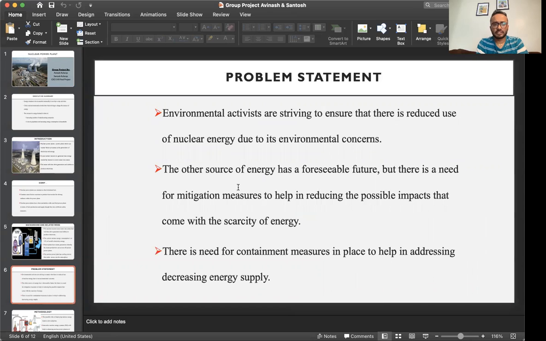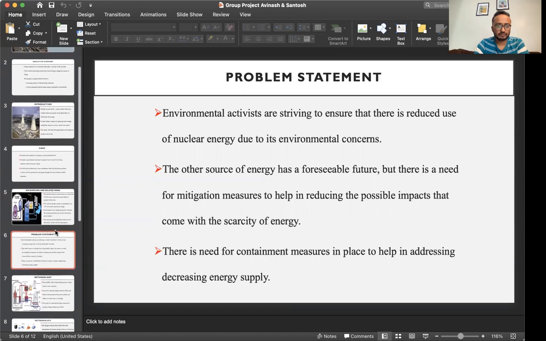Okay, what's the problem statement? Let's talk about the problem statement. Environmental activists are striving to ensure that there is a reduced use of nuclear energy due to its environmental concerns. The other sources of energy have a foreseeable future, but there is a need for mitigation measures to help in reducing the possible impacts that come from the scarcity of energy. There is a need for containment measures in place to help in addressing decreasing energy supply.